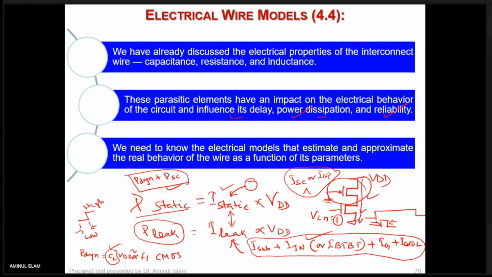We have already discussed the electrical properties of the interconnect, such as capacitance, resistance, and inductance. These parasitic elements have an impact on the electrical behavior of the circuit and influence its delay, power dissipation, and reliability.